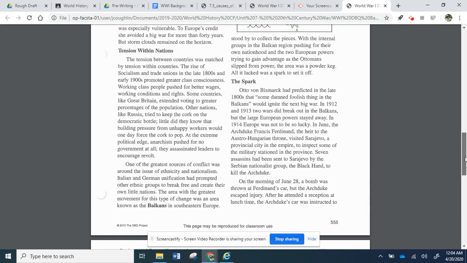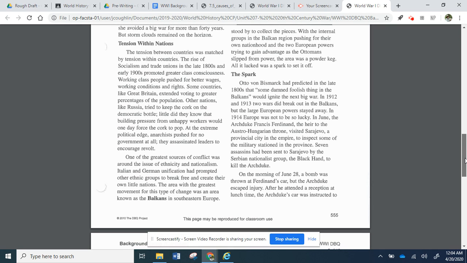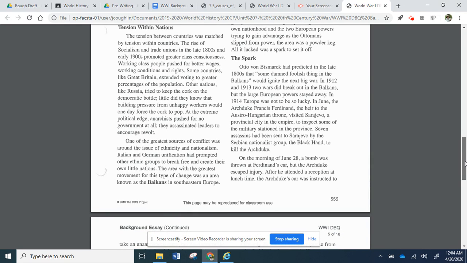The spark. Otto von Bismarck had predicted in the 1800s that some damn foolish thing in the Balkans would ignite the next big war.